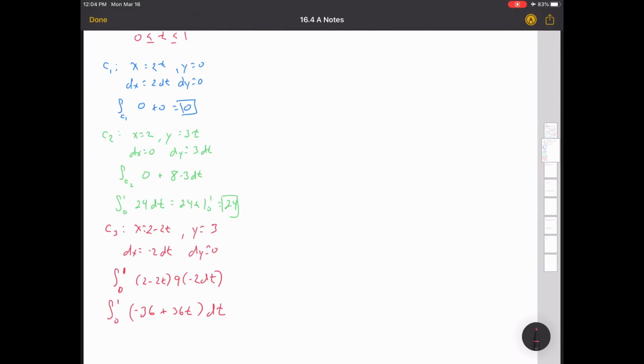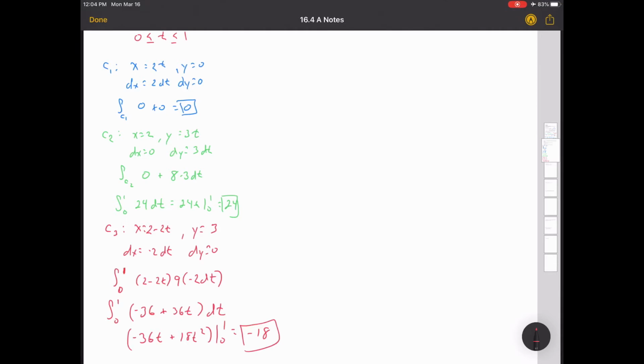That looks right. So now we'll have to take the antiderivative, so we get negative 36t plus 18t squared, and we'll evaluate that from 0 to 1. Plugging the 1 in, we'll get negative 36 plus 18, so that's negative 18. Plugging 0 in doesn't give us anything, so we don't have to subtract anything there. So far, we've got 0, 24, and negative 18.